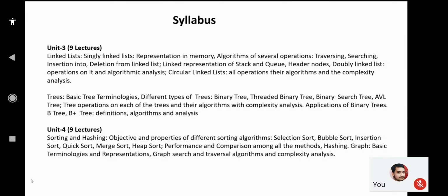So after Unit 4, I will go to Unit 2. There I will discuss stack and queue, and then finally Unit 3, where I will discuss linked list and tree. So after completion of linked list and tree, I will discuss the rest part of Unit 4. So this is the way by which the entire semester will go. Next.